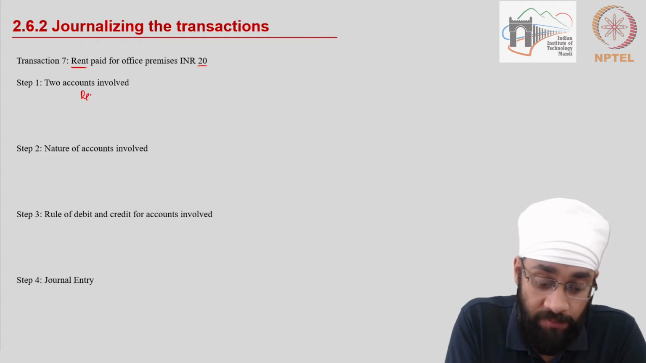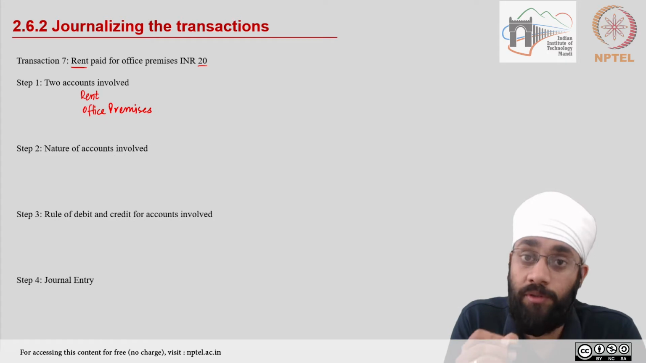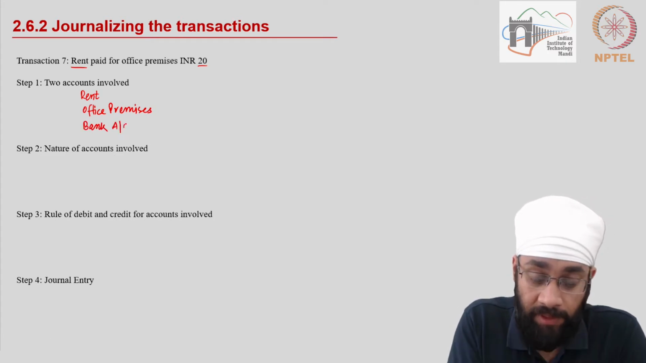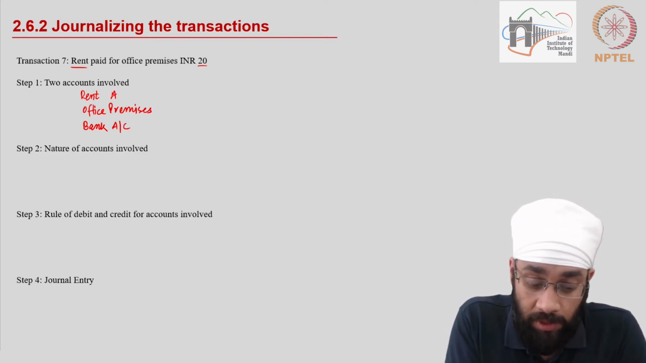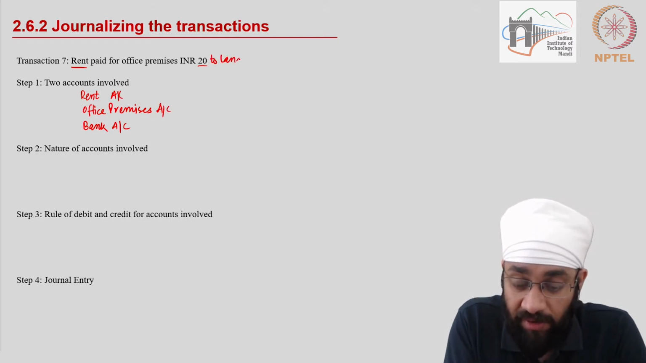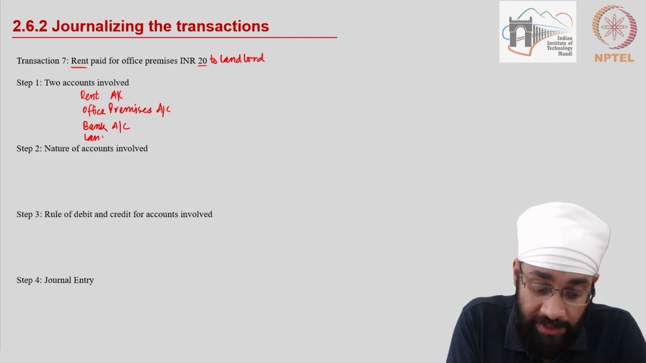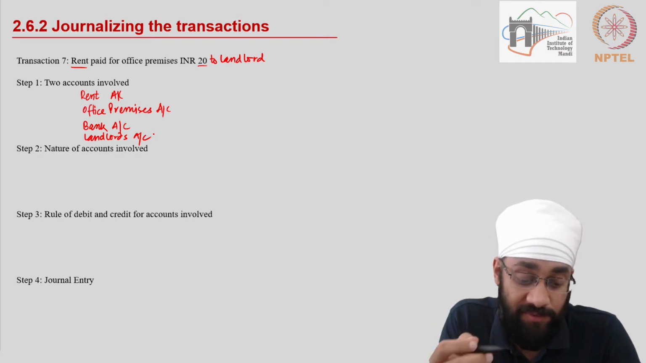So rent is one obvious option, and then there is office premises, that is the other option, and then you've paid the rent. So I'm going to use bank account because we've agreed that all transactions are going to be bank based. And possibly maybe you pay this to, let's say, landlord. I'm just improvising, maybe you're thinking about this as well. So landlord's account. So which two are the accounts which we should use?